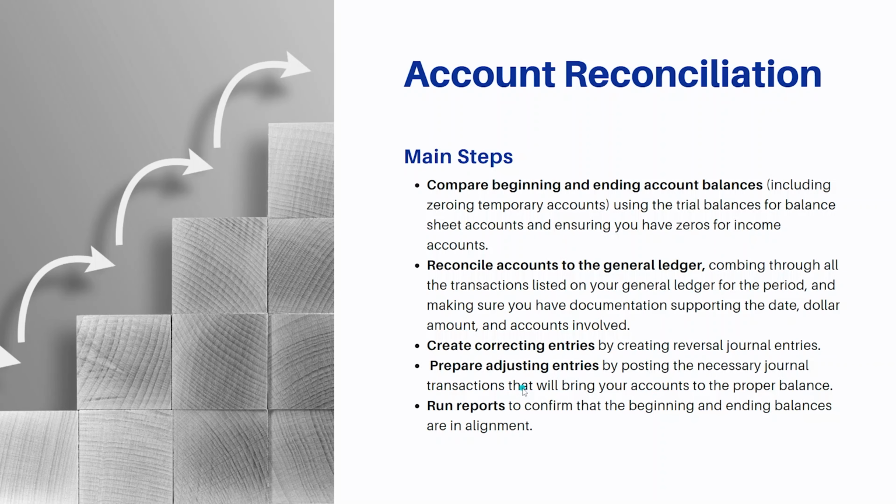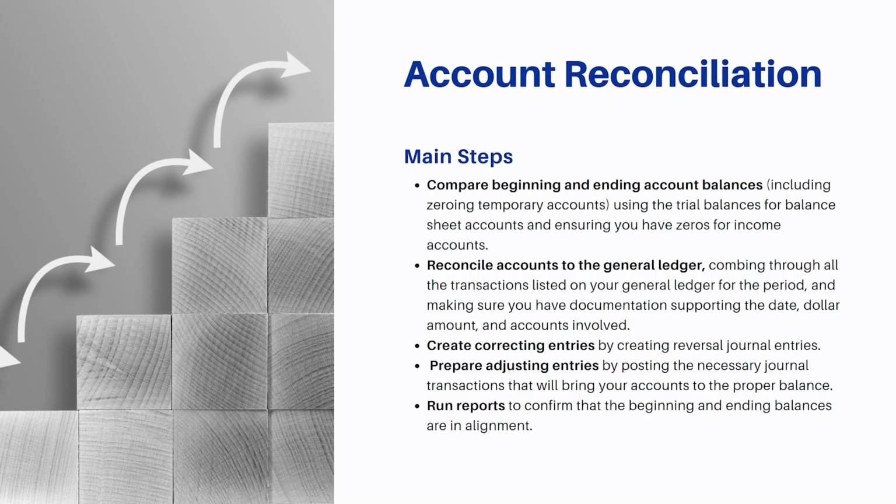So what are the main steps in an account reconciliation process? First, you have to begin by comparing the beginning and ending account balances that you have on your financial statements and on the actual account statements that you get from either a bank institution or your internal records. Now, what does that entail? It entails that you use the trial balances for balance sheet accounts and that you have zeros for income accounts to make sure that only those transactions that pertain to that period are being reconciled.